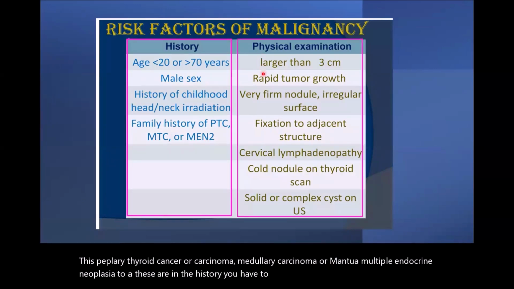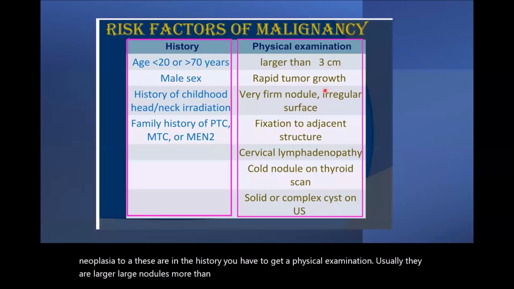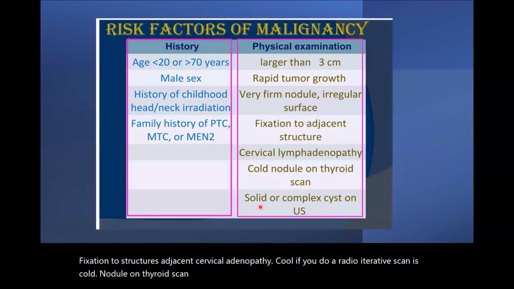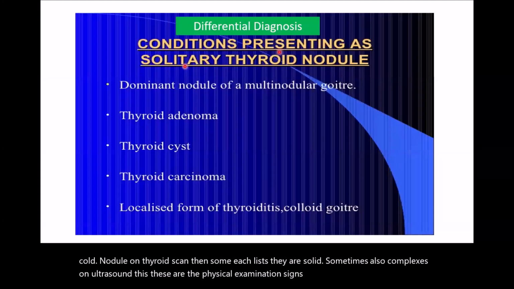Physical examination: usually they are large nodules, more than 3 centimeters, rapid growth, very firm, irregular surface, fixation to adjacent structures, cervical lymphadenopathy, and a cold nodule if you do a radioisotope scan. Then usually they are solid, sometimes also complex cysts on ultrasound. These are the physical examination signs of malignancy.